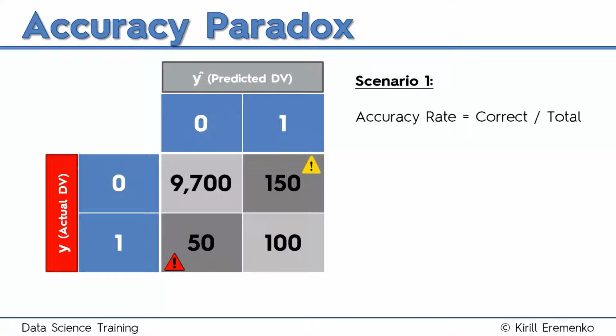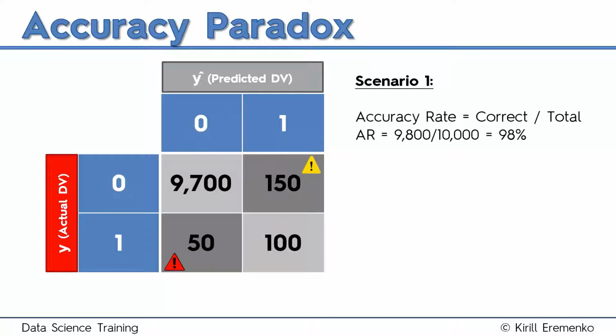The accuracy rate is the total correct divided by the overall total, and it's 9,800 divided by 10,000, which is 98%. Okay, great. But what we're going to do now is tell the model to stop making predictions whatsoever. We're just going to abandon the model completely, and from now on, our prediction is always 0. We're always going to predict that the event is not going to occur.